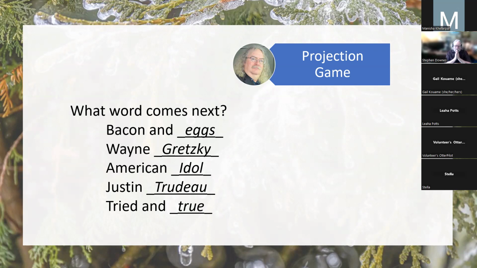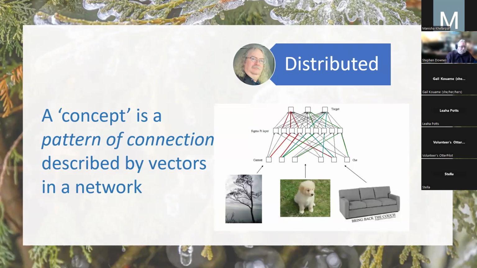And the actual projection games that a community would practice are much more complex than this. They come in the form of questions. What questions are important to ask? They come in the form of jargon and terminology. They come in the form of images, etc. So in connectivism and in connectionism, for that matter, a concept, traditionally so called, is essentially just a pattern of connections described by vectors in the network.